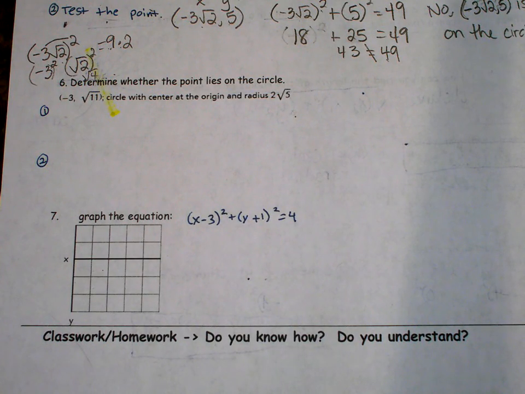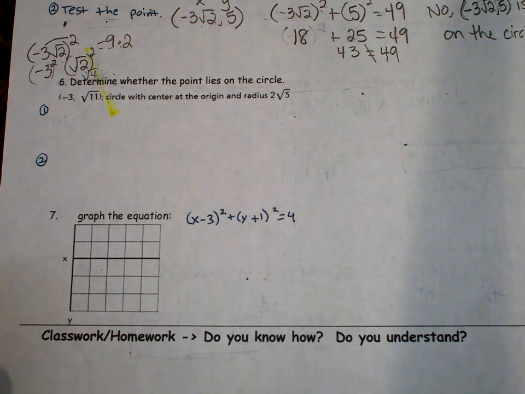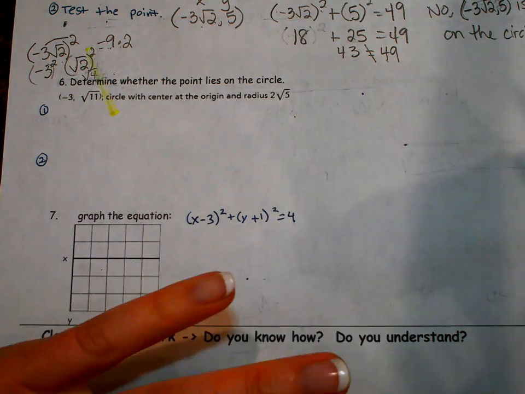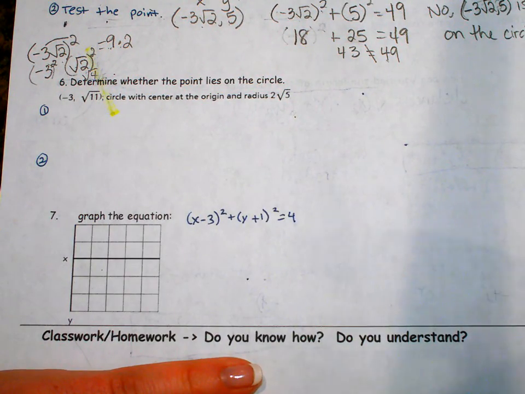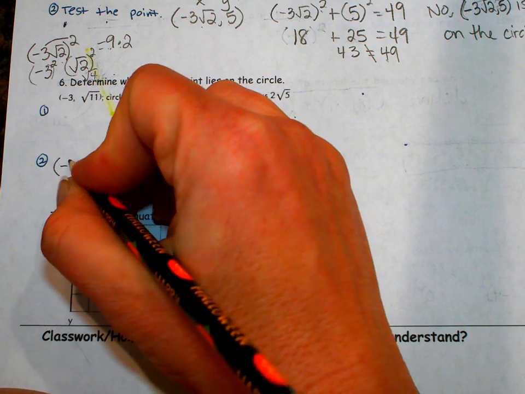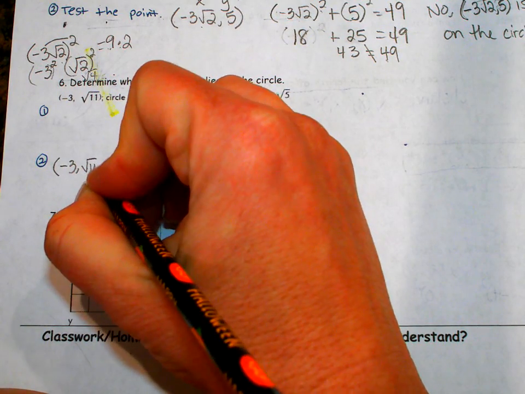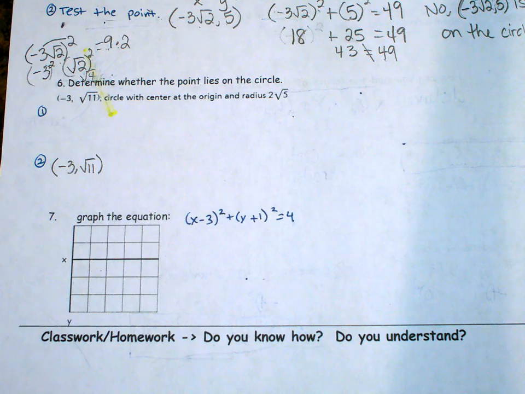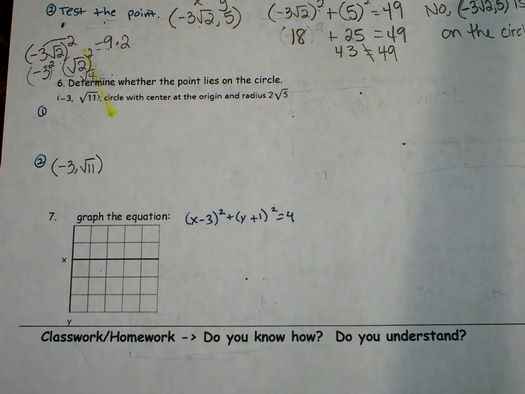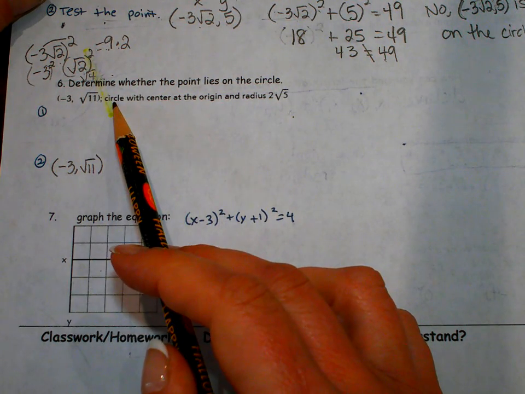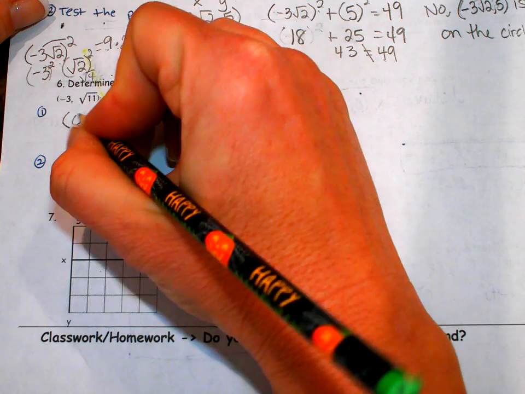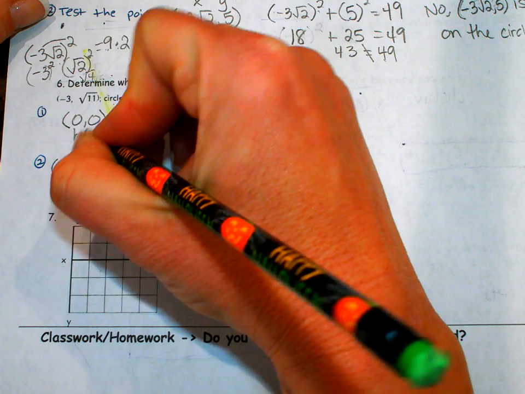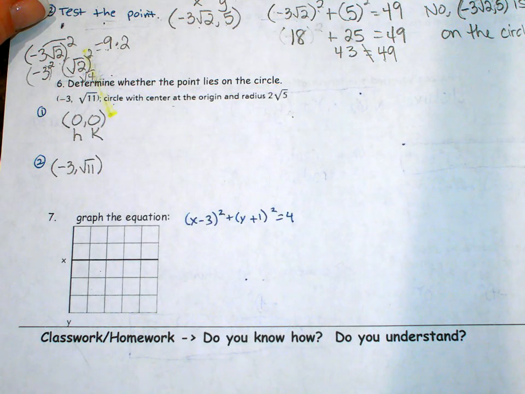Let's move on to number 6. Determine whether the point lies on the circle. Here's the point we're given: (−3, √11). That's actually what I'm going to worry about in a second. So next to this number 2, can you put (−3, √11)? Then it says, there's a circle with the center at the origin, (h, k), and a radius of 2√5.